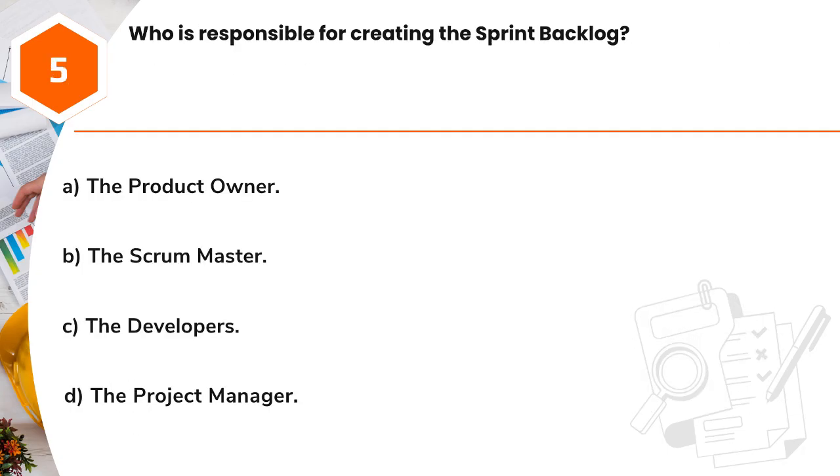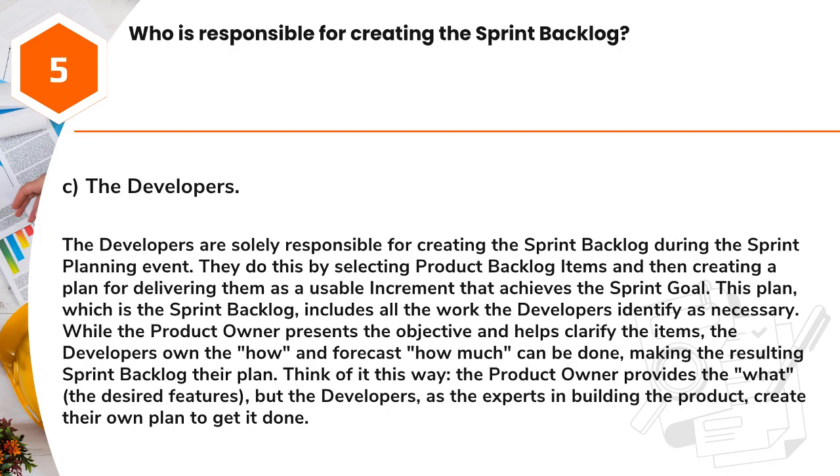Question 5. Who is responsible for creating the sprint backlog? A. The product owner. B. The Scrum Master. C. The developers. D. The project manager. Answer: C. The developers. The developers are solely responsible for creating the sprint backlog during the sprint planning event.